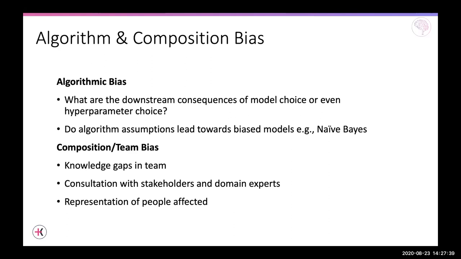There's also composition or team bias, which one could think about from the perspective of the human factor on the model building side. Are there knowledge gaps within the team? That will affect how information is encoded and processed within the model, also within, say, the pipeline and downstream. Are the stakeholders or people who will be affected by the models being consulted? Are they part of the model building process? These are the kind of conversations and questions that one needs to take into account.